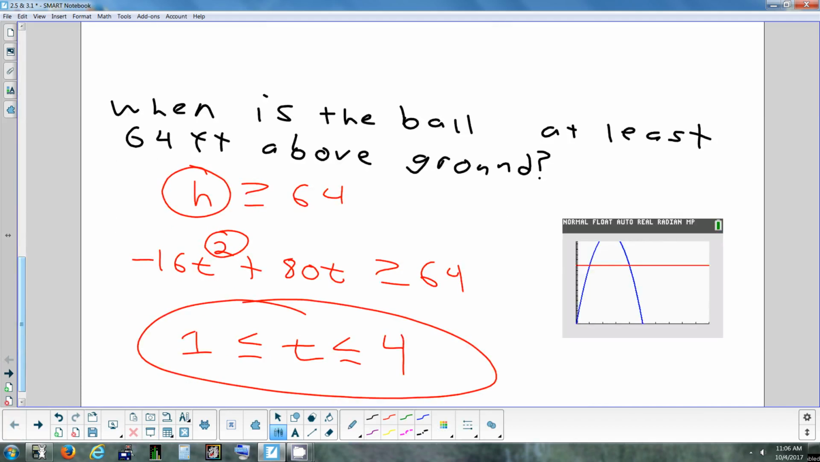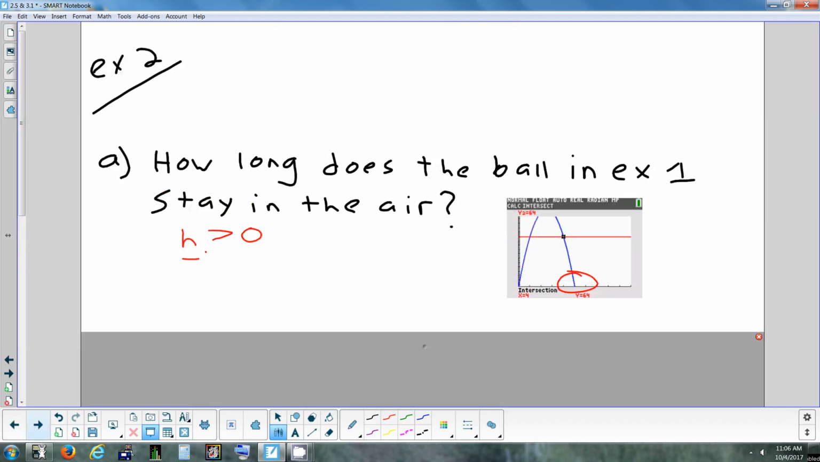So I'm going to take my formula for my height: negative 16t squared plus 80t. And as long as that height is above 0, it's still in the air. Okay, any questions on that? Okay, so let's see if we can solve that.